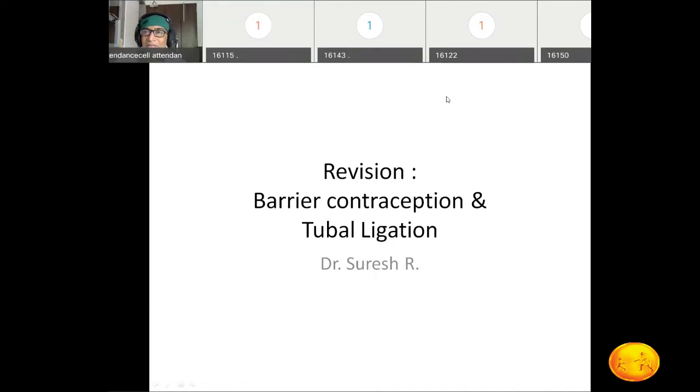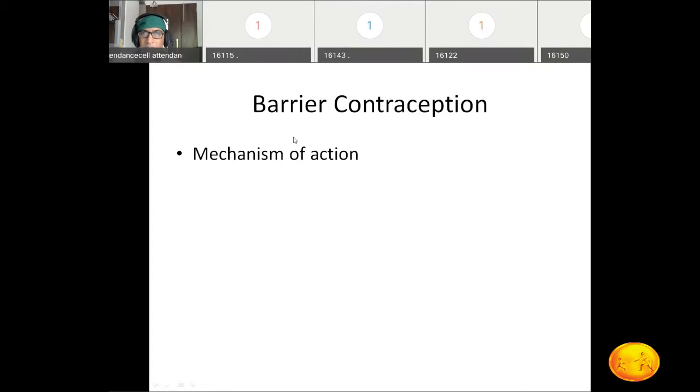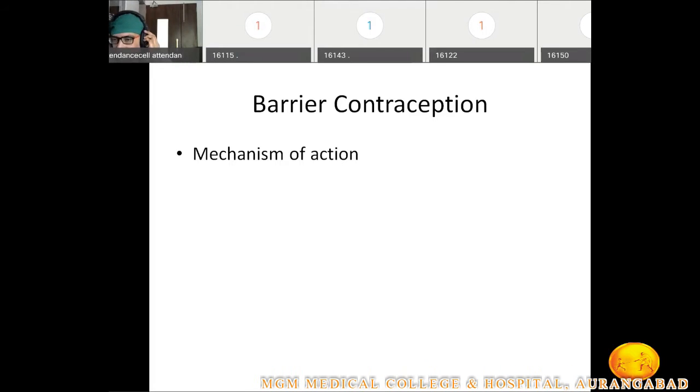So the barrier is temporary contraception, and sterilization is a permanent contraception. Barrier contraception. What do you mean by barrier contraception? Why is it called a barrier? Barrier between something, which works as a contraception. That's the simple meaning. So its name itself should suggest to us the mechanism of action.